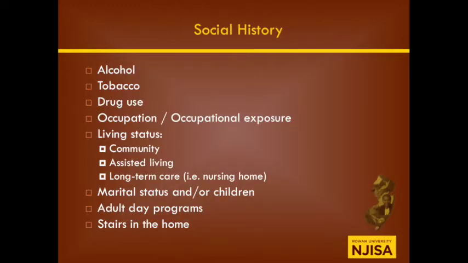Okay, so social history, as with what you've learned, look at alcohol, tobacco, drugs, occupation that your patient had, whether or not they were exposed to anything like asbestos, dust, any other possible occupational exposures that can lead to disease, what their living status is, if they live in the community, in assisted living, or in long-term care like a nursing home, what their marital status is, if they have children, if they're involved in an adult day program, if there's stairs in their home, or other factors that can lead to falls.